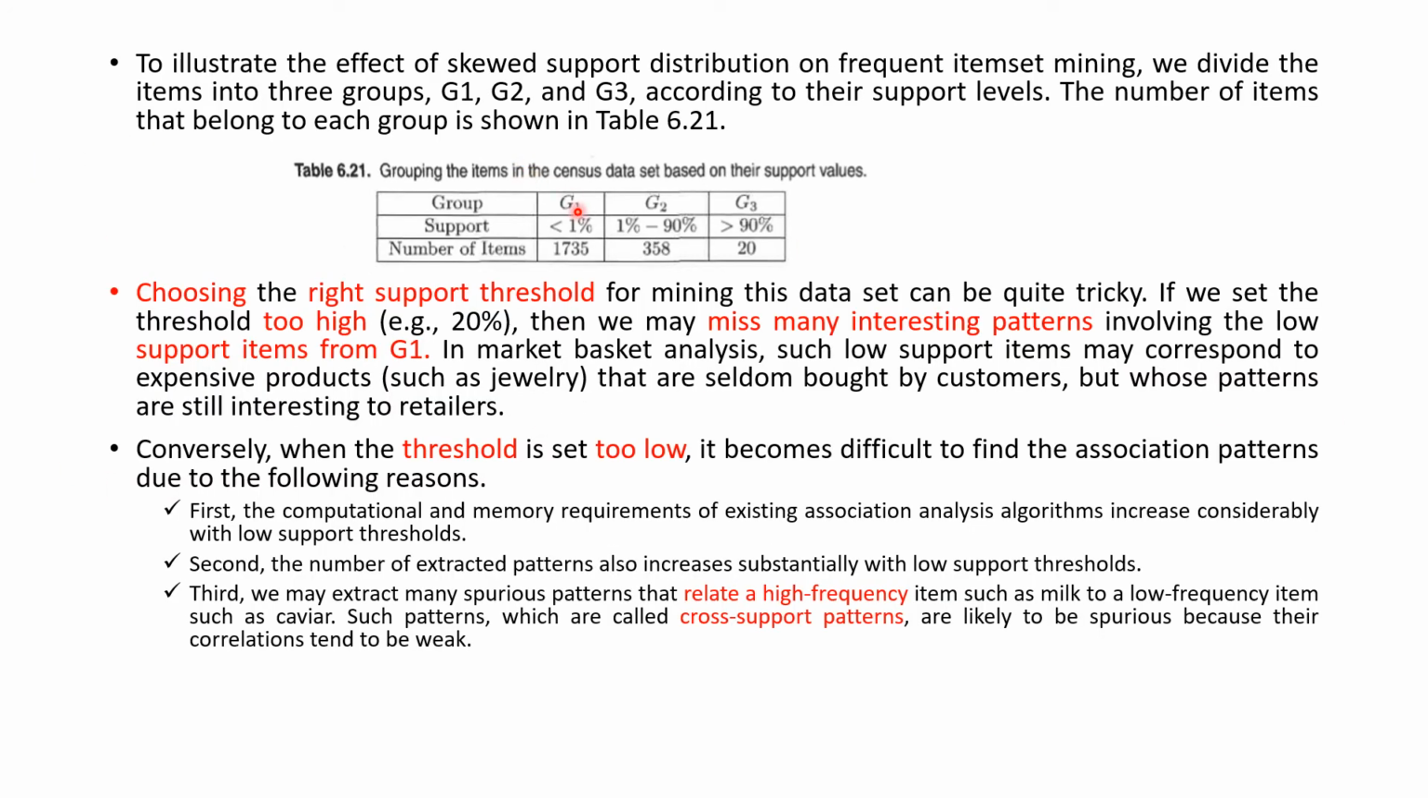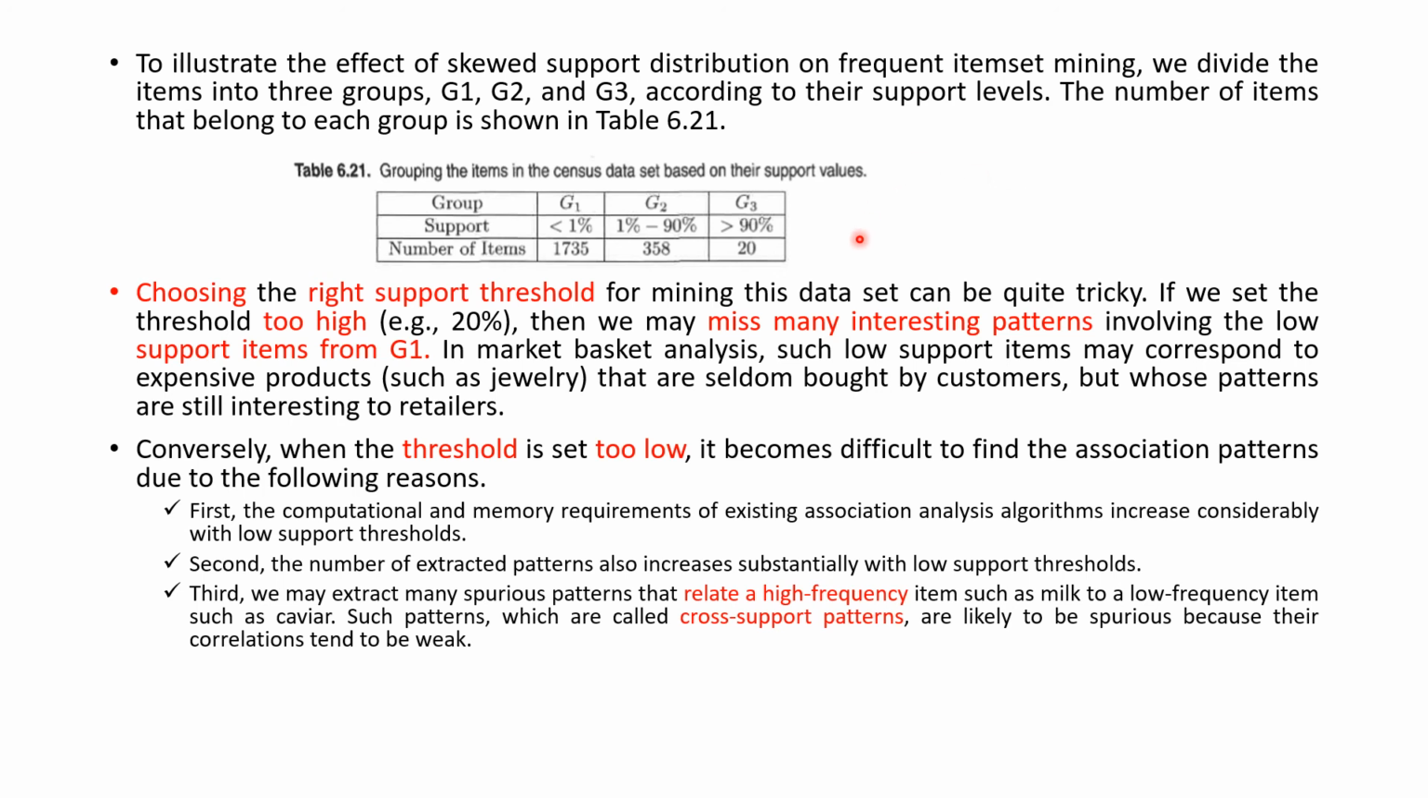He has divided this dataset into three groups, G1, G2, and G3. Group G1 has 1735 items, all with support less than 1%. Group G2 has 358 items, with support lying between 1 and 90%. And group G3 has 20 items with support greater than 90%. So this is a skewed support distribution, because there are more items with less than 1% support, and fewer high support items with greater than 90%.